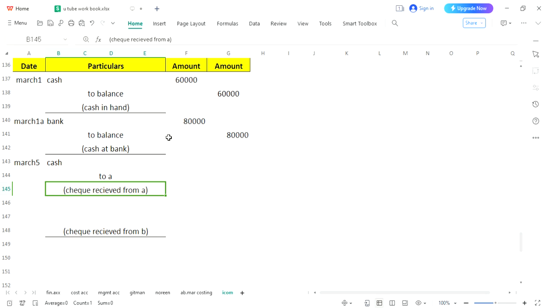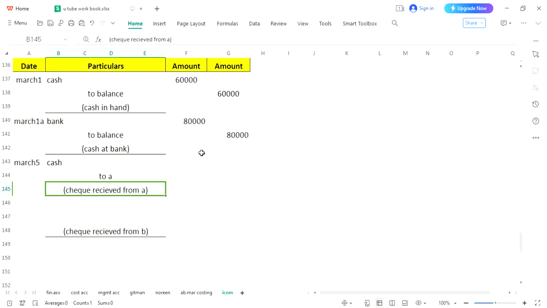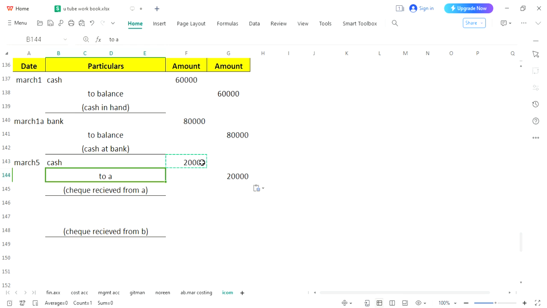This is our first check, received from A. The amount is 20,000. Just put 20,000 on the debit side and the same amount we are supposed to write on the credit side. So check received from A, cash to A entry. Temporarily we are considering it cash, but actually it's a check.